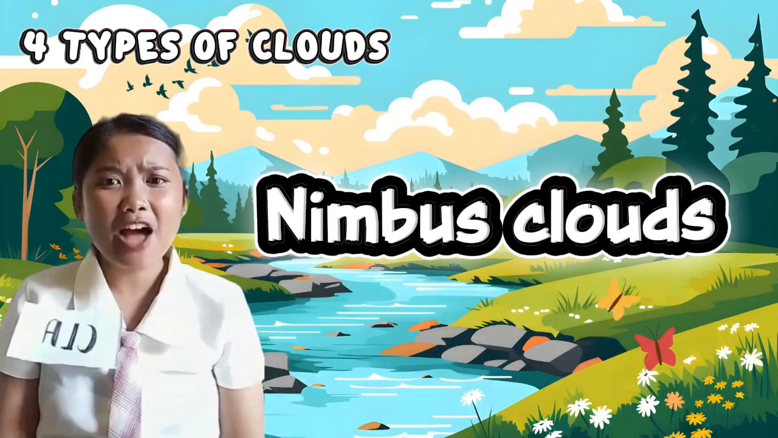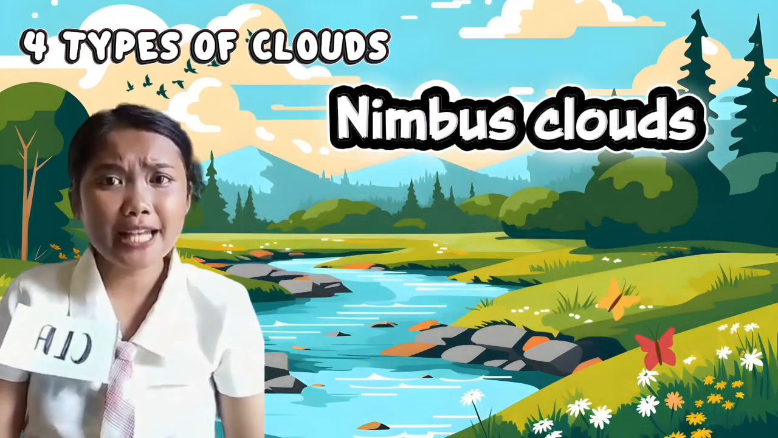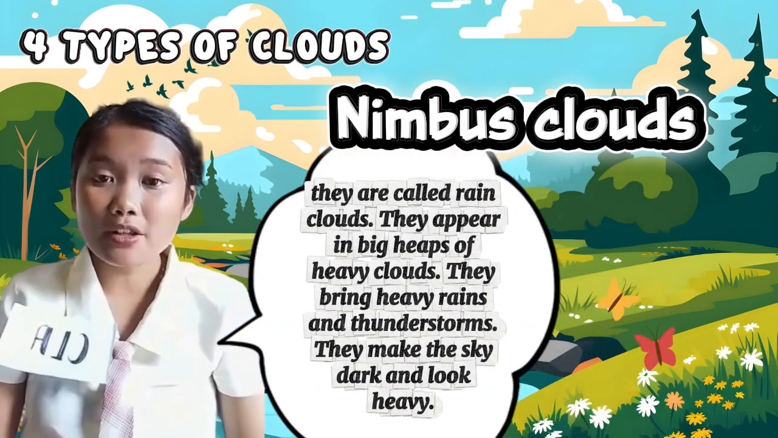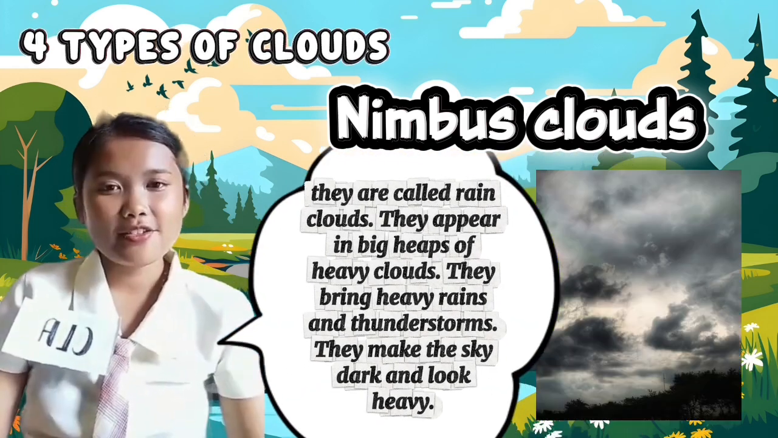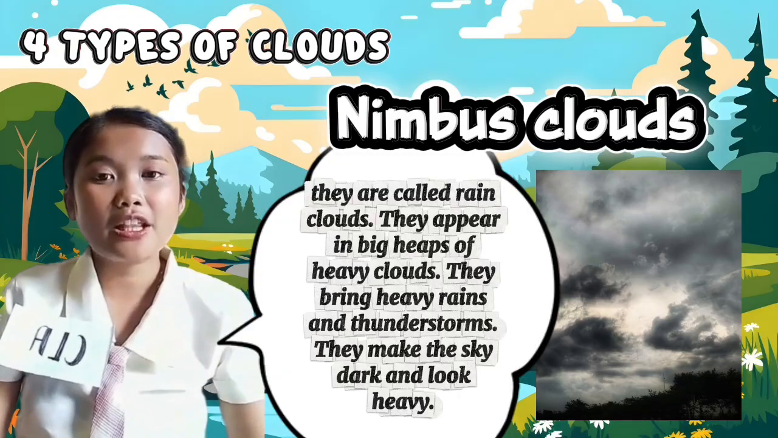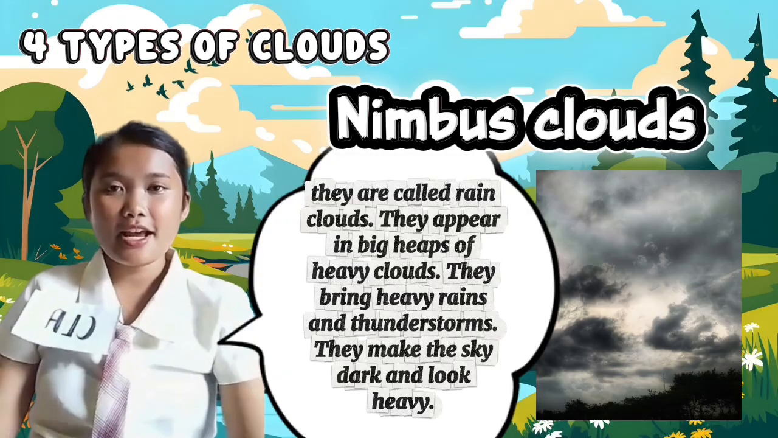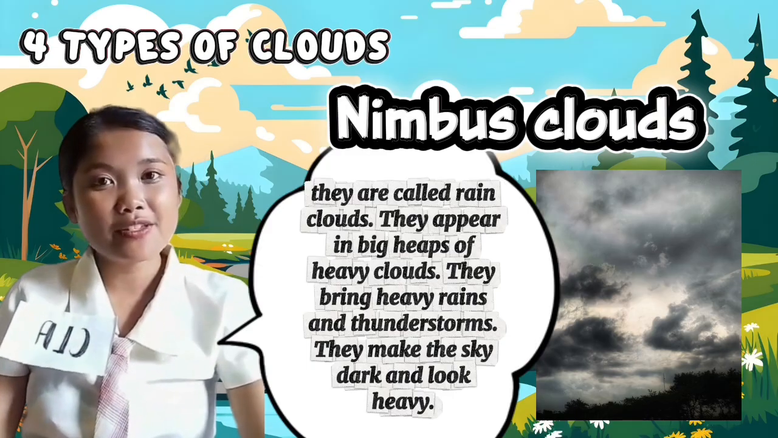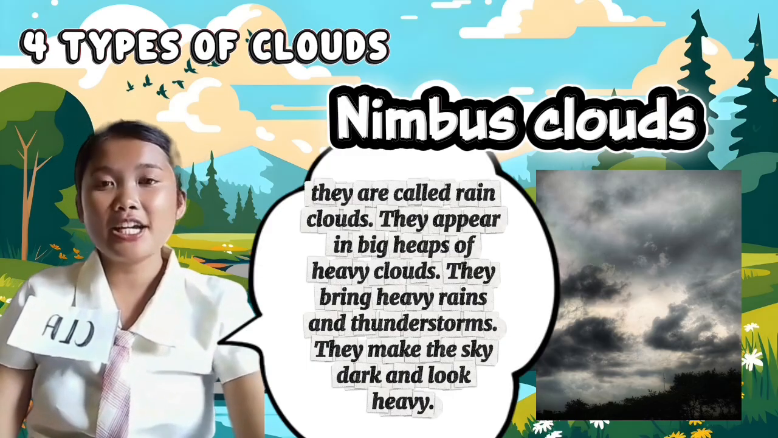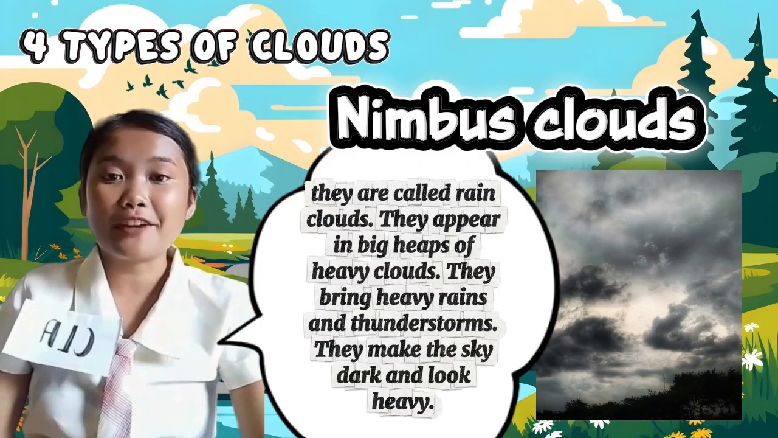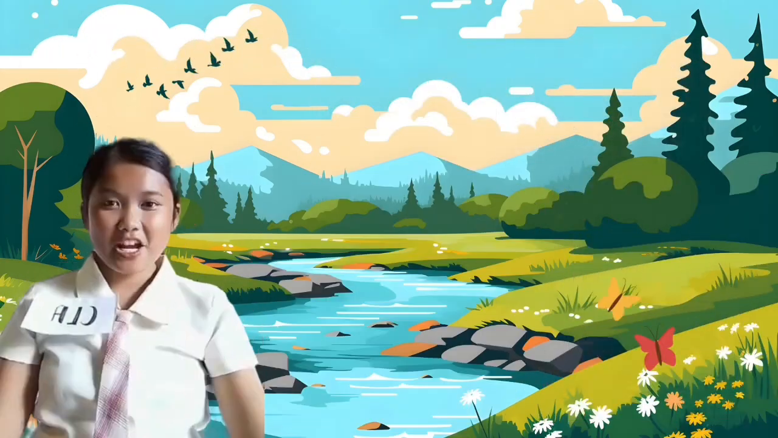These are nimbus clouds. What are nimbus clouds? Well, nimbus clouds are also called rain clouds. So as you can see in the picture, they look very dark and heavy as well. And when you see these types of clouds and you plan to go outside, don't forget to bring your umbrella, as these types of clouds will bring rain and thunderstorm.